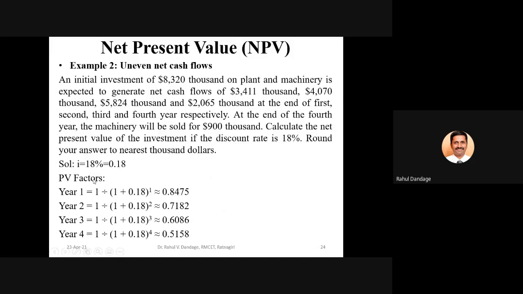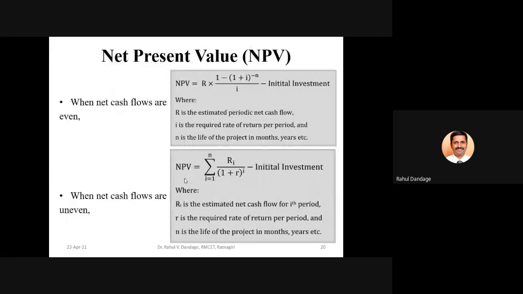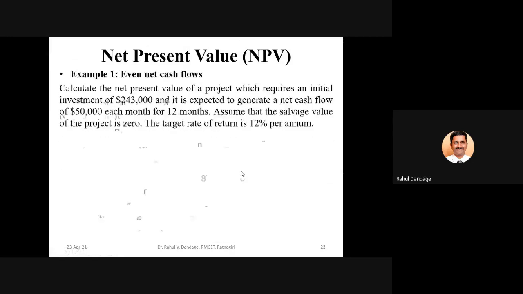Now, we calculate the present value factors initially, because of the formula: the net present value is equal to the summation of R divided by (1 plus r) raised to i, where R is the net cash flow per period under consideration, divided by (1 plus the discount rate) raised to the respective period. So for each cash flow, we will be multiplying by this 1 upon (1 plus r) raised to i factor, which is called the discount factor or present value factor.